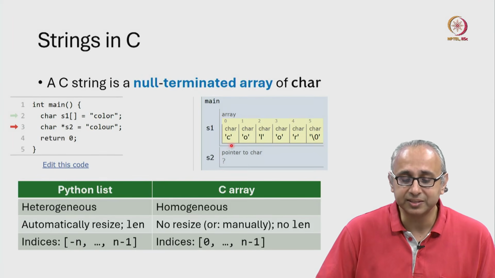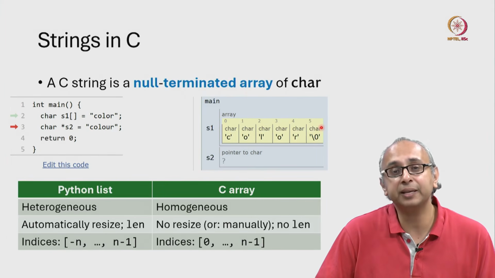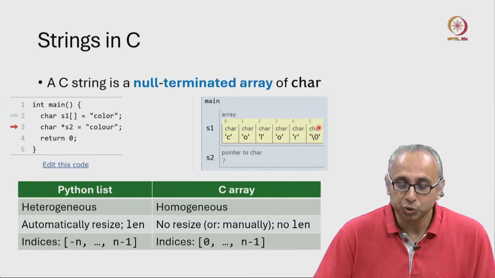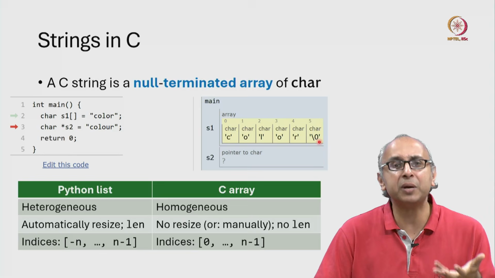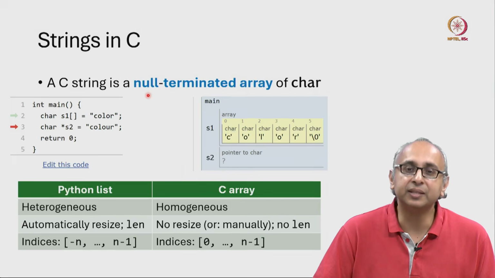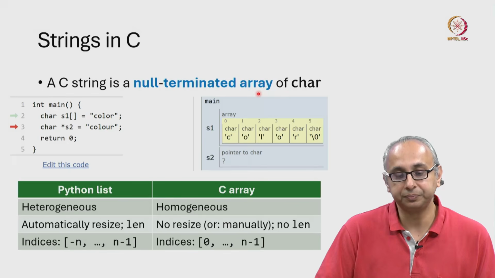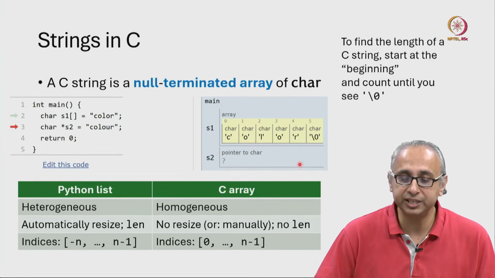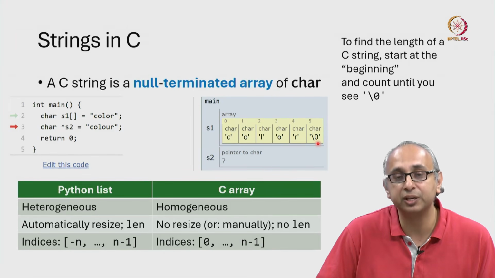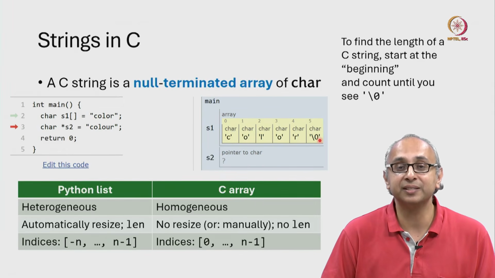And those 6 characters are the 5 characters of the string, followed by a special character \0. Remember, backslash is an escape symbol. So \0 is not the letter 0, it's a special value. It is the null character. And this is why we say that C strings are null terminated arrays of characters. So if you want to find the length of a C string, you have to start at the beginning and count until you see this special null character. And that will tell you that the length of this string is 5.